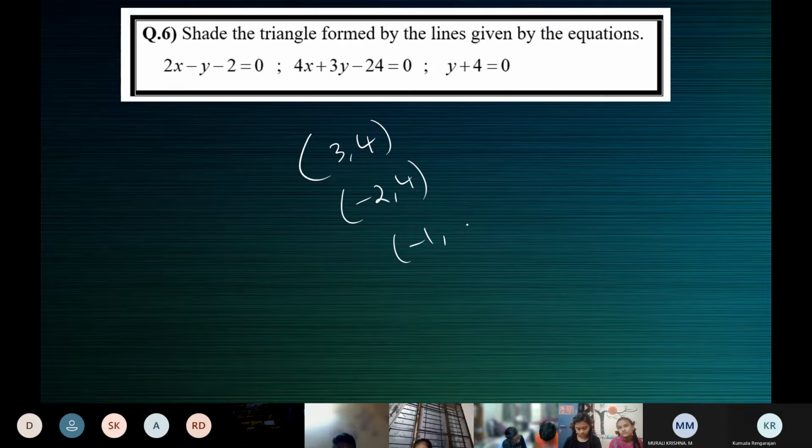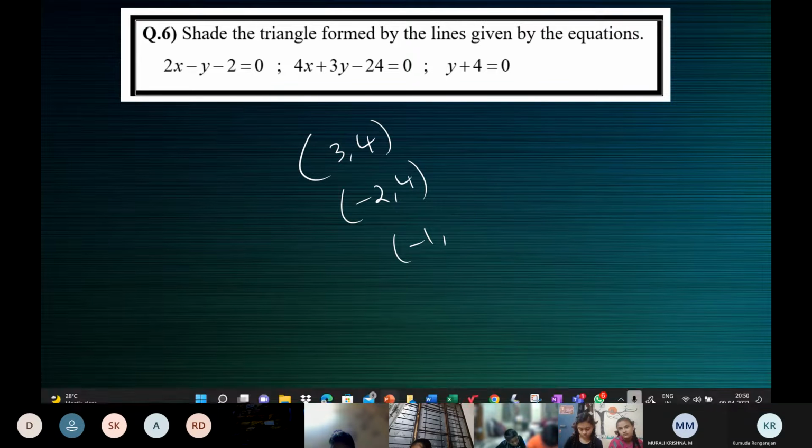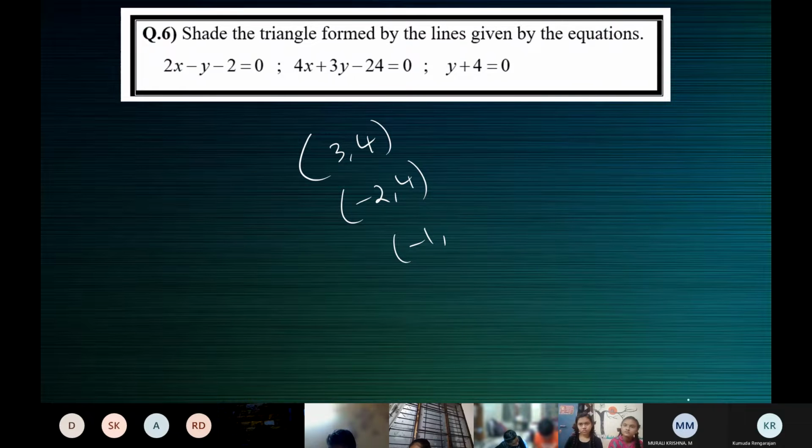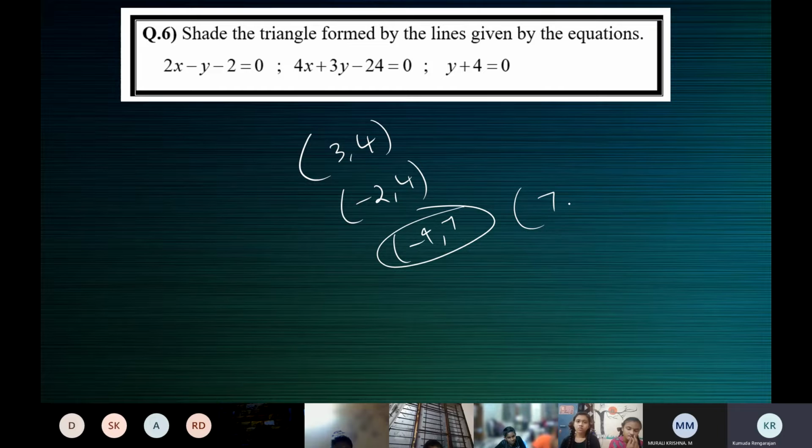For C, -4, ABC. I don't want ABC. Just tell me the coordinates. 3, 4, -2, 4. Then? Ma'am, 7, -4, ma'am. You're taking me for a ride. Now you decide and tell me, is it 7, -4 or -4, 7? Okay, he's confused. Anybody else?